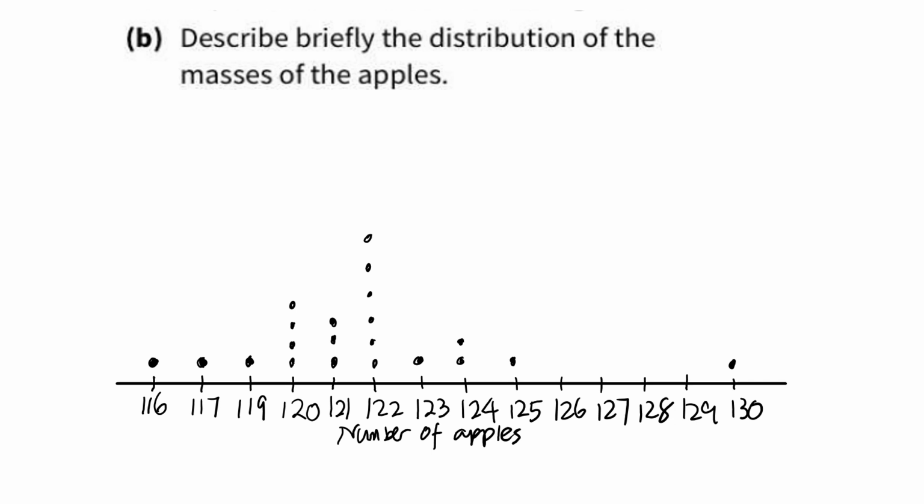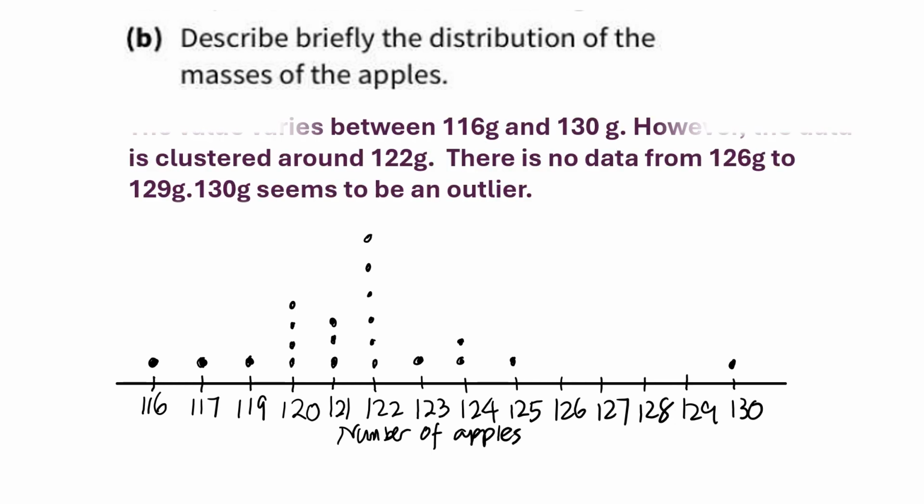And 130, the heaviest of all, seems to be an outlier. An outlier is something that is out of the picture. All right, so you can explain it this way: the values vary between 116 and 130 grams.